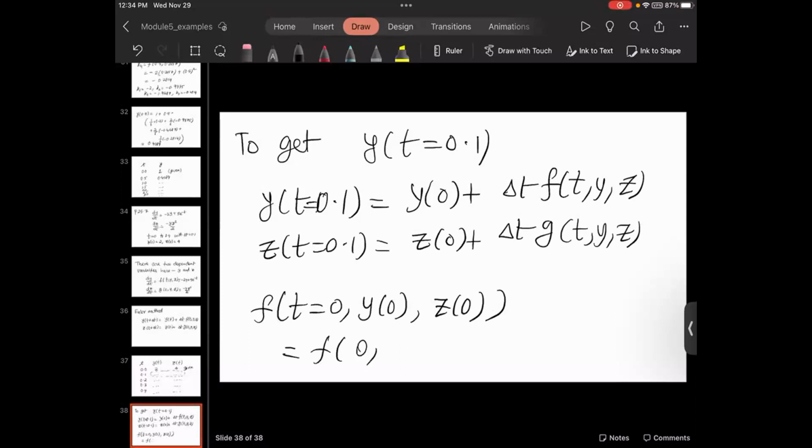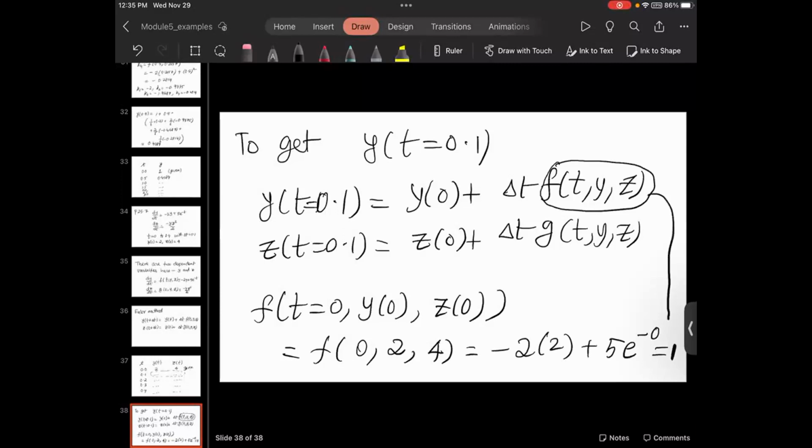What is y of 0? Y of 0 is given to be 2. Z of 0 is given to be 4. So this is, where is that function? Minus 2 times y, which is 2, plus 5 times e power minus 0. So that's just 5. So minus 4 plus 5, this is 1. So f of t comma y comma z, this value is 1.